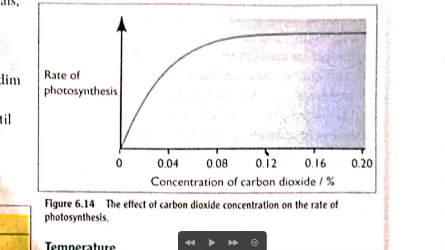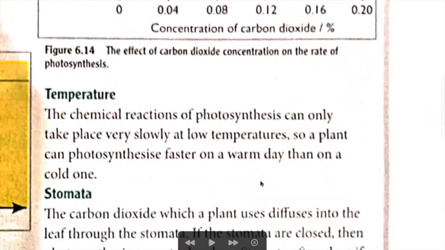Why? Because they have reached the sufficient concentration of carbon dioxide. Maksudnya, kalau tambah juga, it will not affect the rate of photosynthesis. It will make the rate of photosynthesis become fixed. Sama sahaja. Okay, so this is the maximum amount that we should use. Okay. The next one is about temperature.